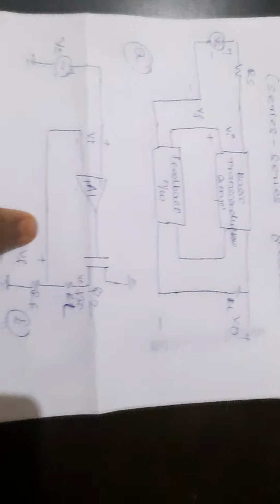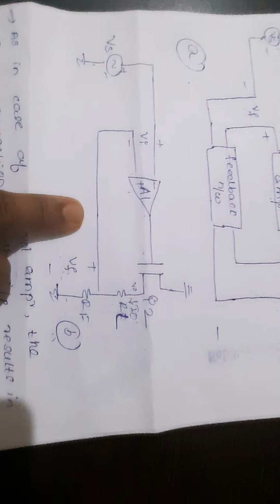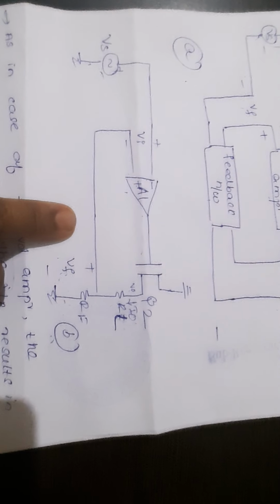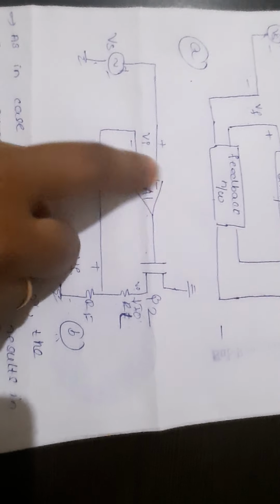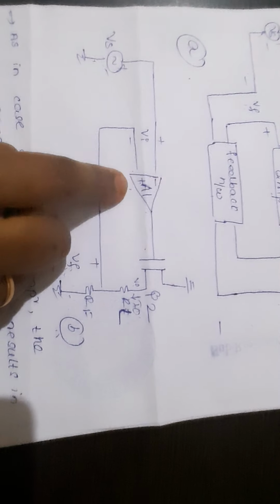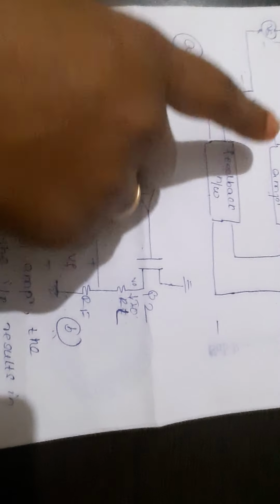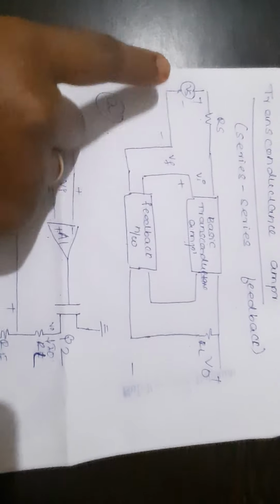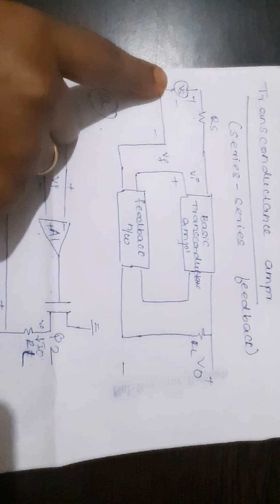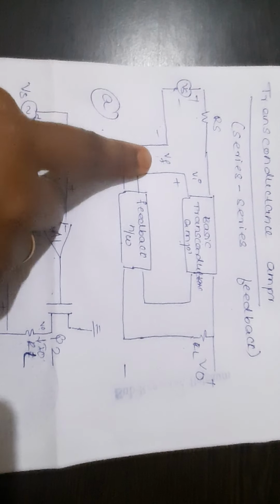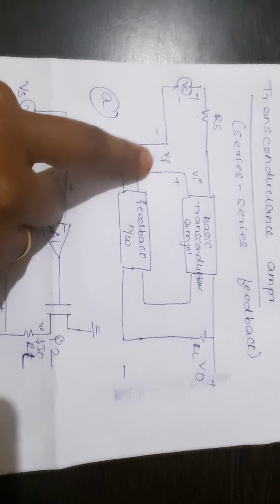This is a circuit diagram of the transconductance amplifier. This complete block diagram is shown in terms of the circuit diagram. Why have we used an op-amp or the differential amplifier? Because for the transconductance amplifier we need two inputs. One is Vs, the function generator voltage, and one more is Vf, which is the feedback voltage.